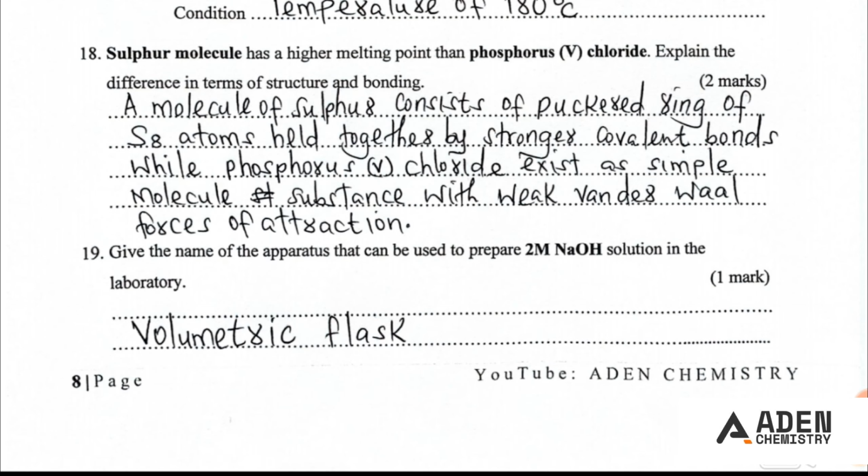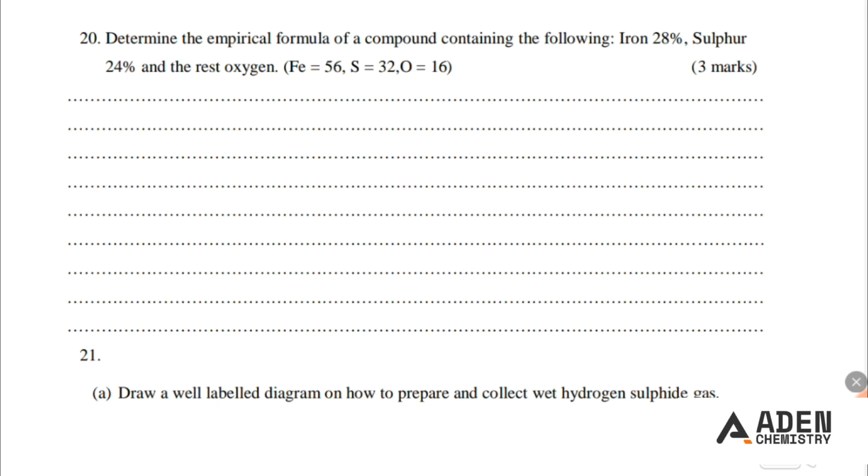So number 19, our answer is volumetric flask. So let's proceed to question number 20. In question number 20, we are told to determine the empirical formula of a compound containing the following: iron 28%, sulfur 24%, and the rest oxygen. And in brackets, we are given the relative atomic masses: iron is 56, sulfur is 32, and oxygen is 16. 3 marks.